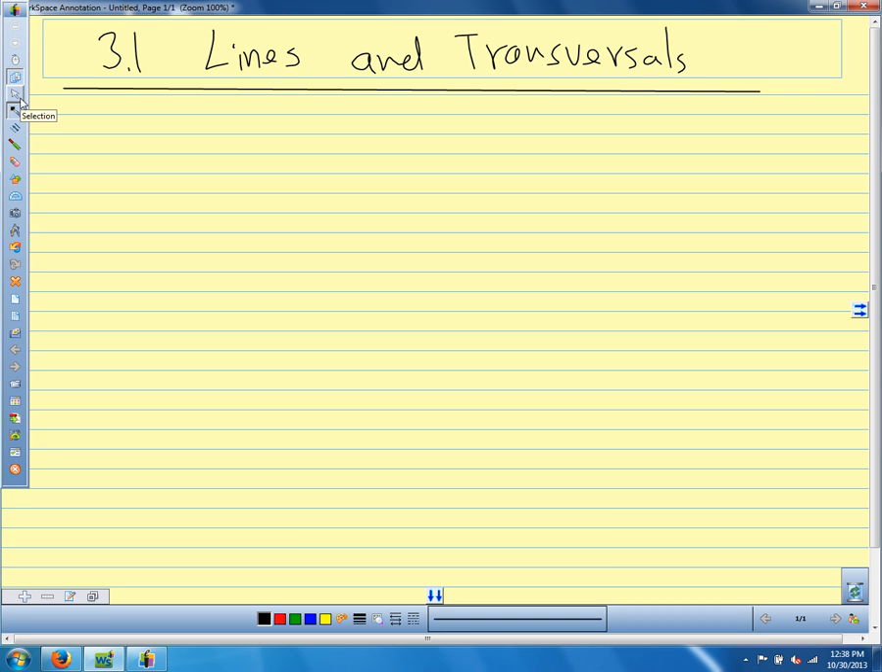So the first thing that's going to go on the back, just a definition, and we have a pretty good idea of what this means already. But what are parallel lines? What do we mean when we say the two lines are parallel? They don't cut. They never meet. So we know that they never meet.